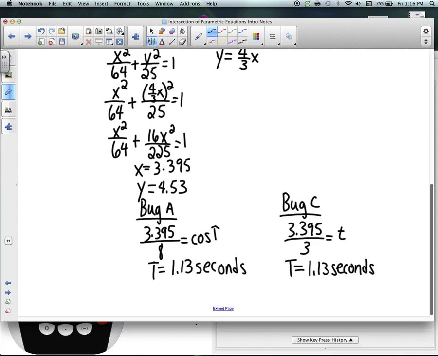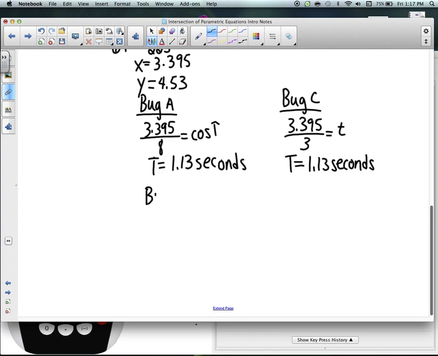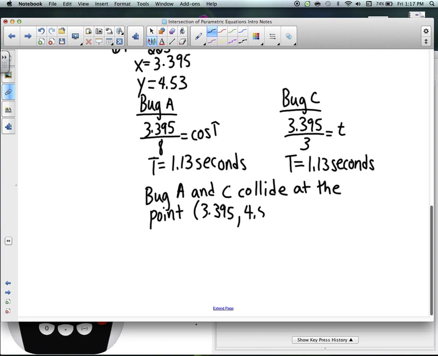And even if there's like one's a little bit closer than the other at that time, the size of the bug, probably at some point on them, they are going to collide. So the way you would write this, bug A and C collide at that point. And then you also want to say at the 1.13 seconds because the time is important. Otherwise, they would not be colliding.